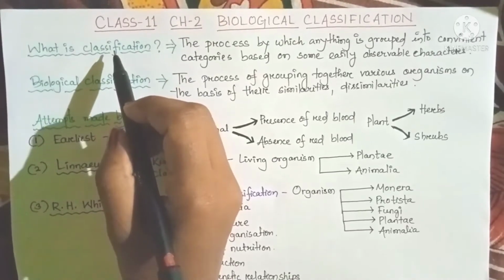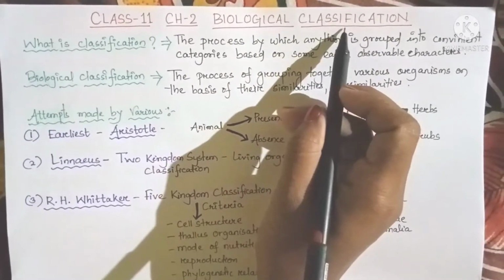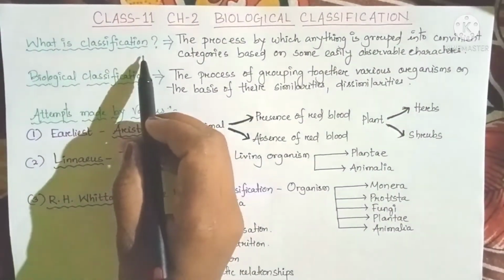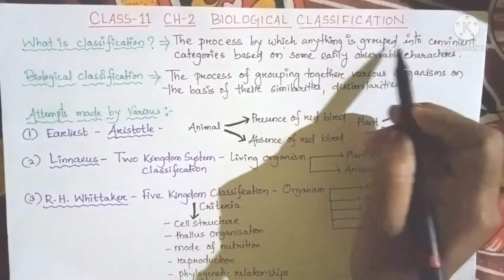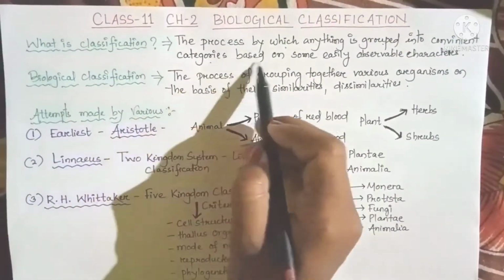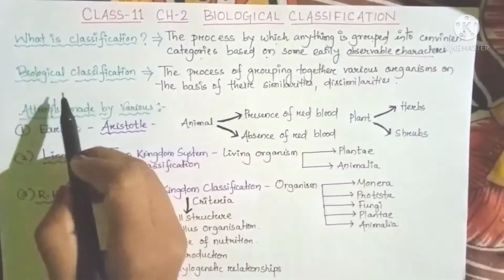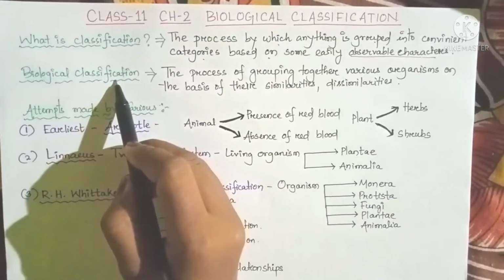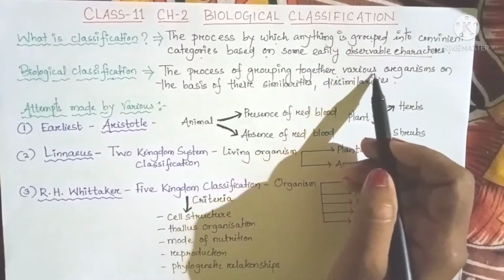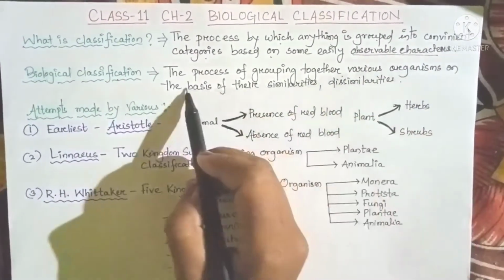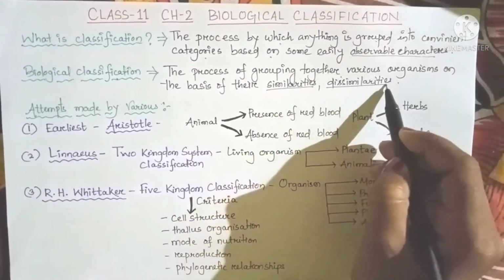Today we will learn about Class 11 Biology Chapter 2, Biological Classification. What is classification? The process by which anything is grouped into convenient categories based on some easily observable characters. What is biological classification? The process of grouping together various organisms on the basis of their similarities and dissimilarities.